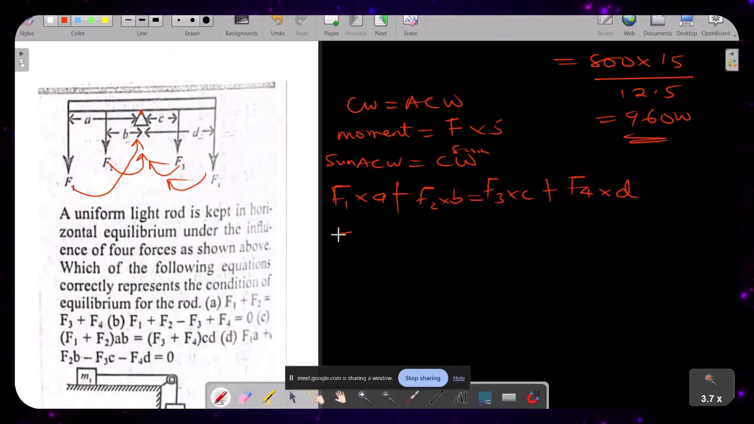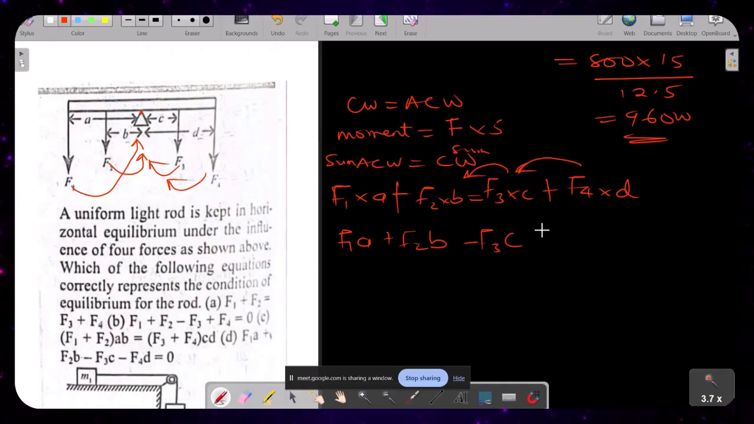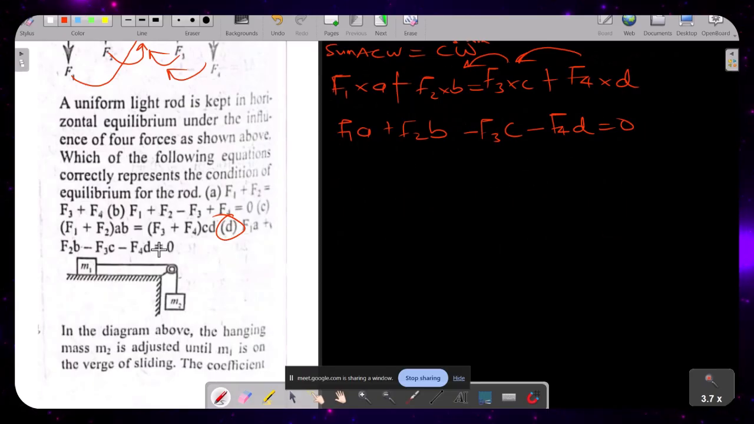When we look at this, we can combine everything: F1A plus F2B. Then we can move these things to the other side, minus F3C, minus F4D, all equal to 0, because when you sum up everything, the answer is equal to 0. So the correct option is what? Option D. That is nice. All right, so that is it.